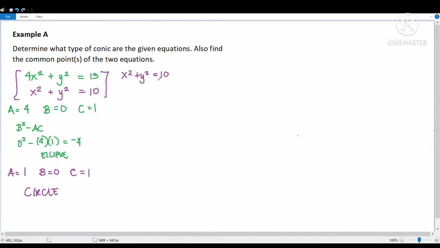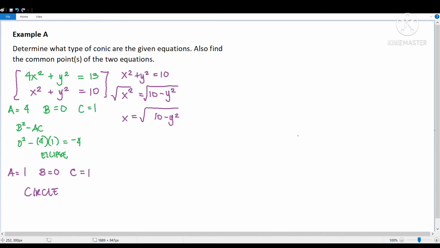But in this case, I will be solving for x. Solving for x, x squared is equal to 10 minus y squared. And then we have to get the square root of both sides of this equation in order to determine the value of x. So we have x is equal to the square root of 10 minus y squared. Now, after solving for one of the variables, we have to substitute this value into the equation which is the equation we did not use.